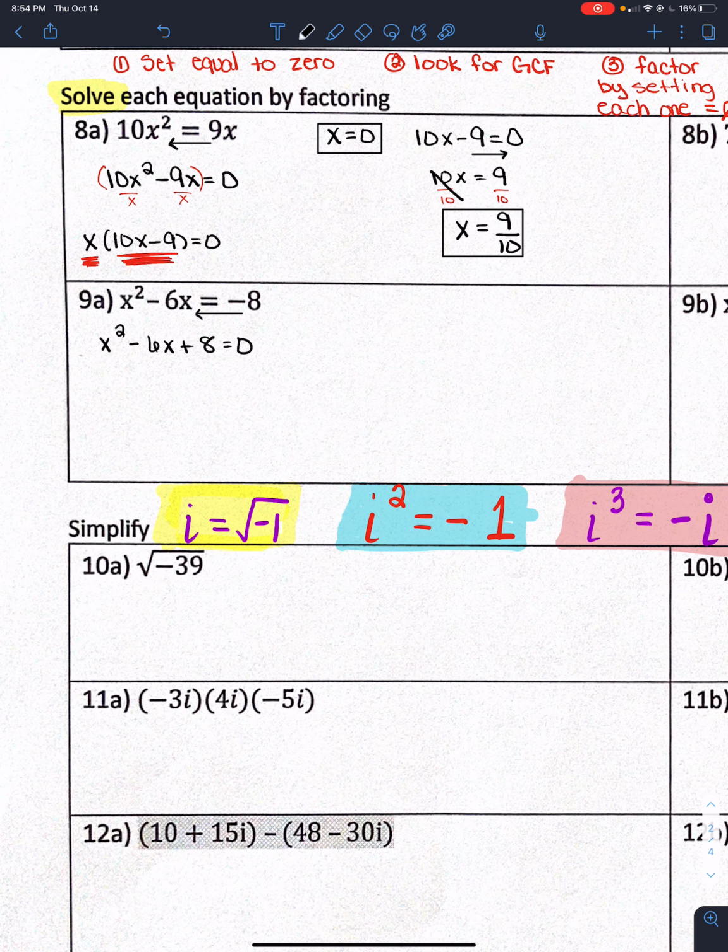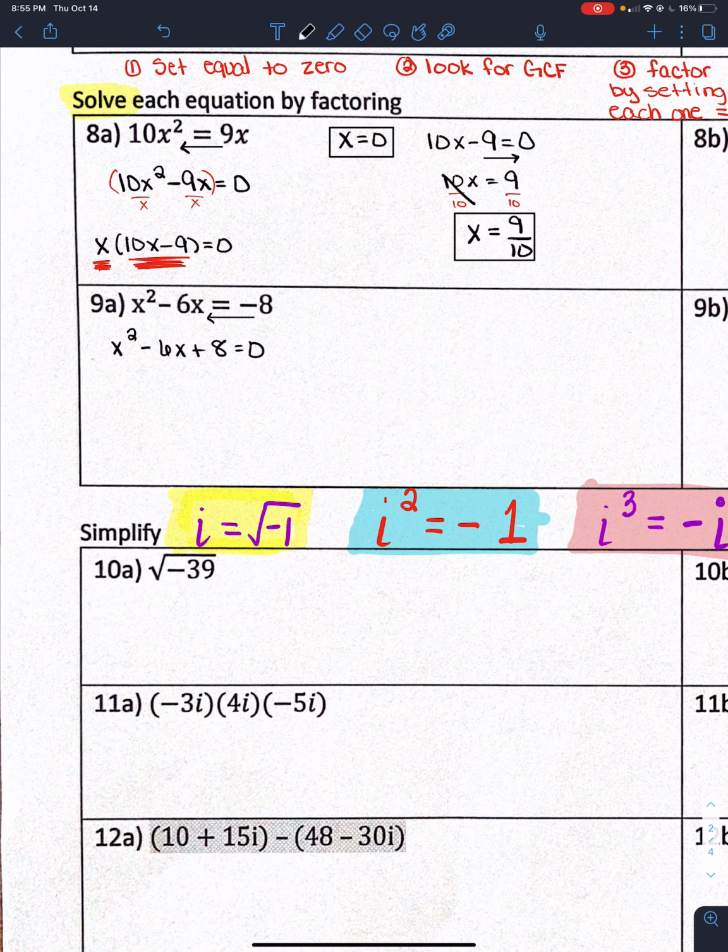Okay. See if there's a GCF. Well, there's nothing that they can all be divided by. So there's no GCF. Then we're going to factor this. Now when I factor this, this is when I use that diamond that we talked about. What two values multiply to a times c and add to b? Well, in this case, a times c, again, if it helps, write it out. A is 1, b is -6, and c is 8. So what multiplies to 8 but adds to -6?